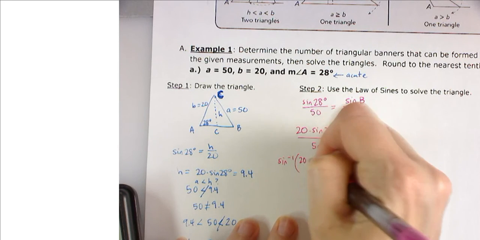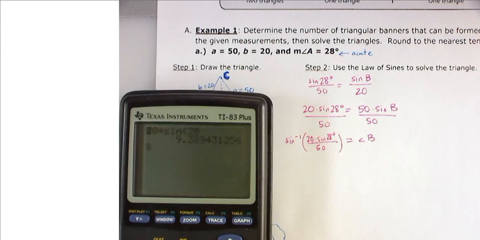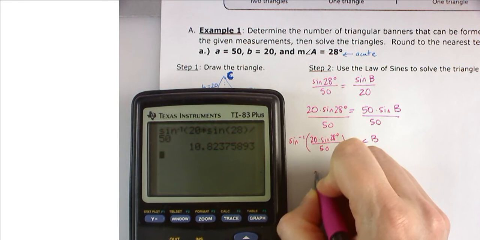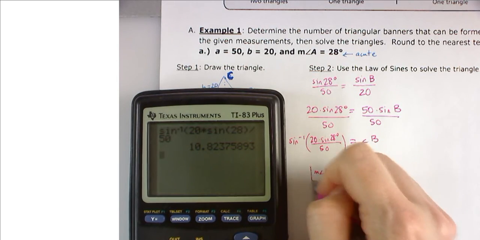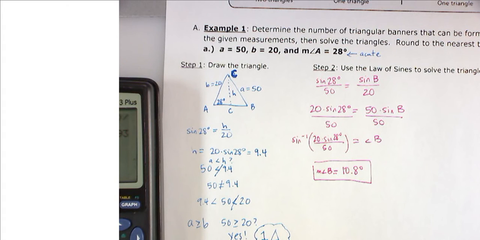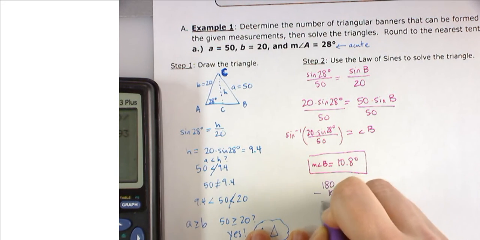So in your calculator, that looks like this. So you do the sine inverse, then you do 20 times the sine of 28 divided by 50, and the measure of angle B is approximately 10.8 degrees. Okay, and now that you have found that, you can find the measure of angle C. So you would just do 180 minus 10.8 minus 28 to get 141.2. That's the measure of angle C.